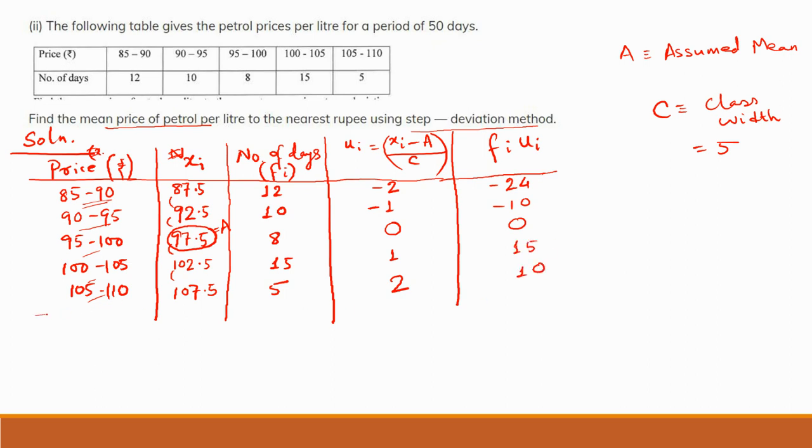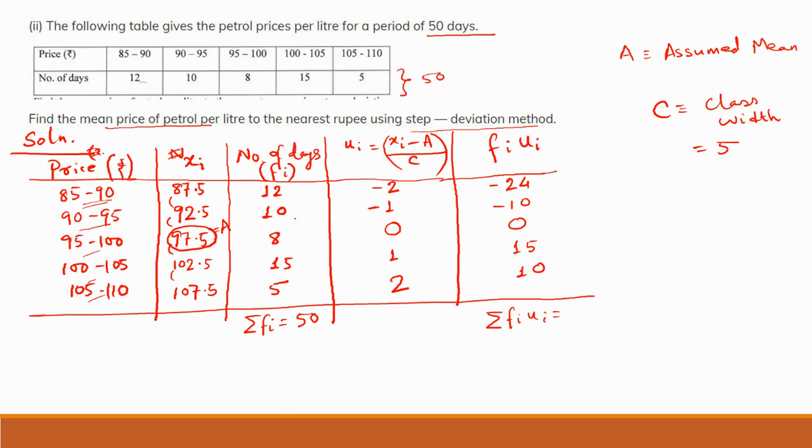Okay, now what you will do is summation fi ui, and this summation fi equals 50, right? The entire number of days, the entire frequency will be 50. Even if you add it, you will see this is 50. So fi ui, you have to add it and you will get 25 minus 24 is 1, and 1 minus 10 is minus 9. So you get this.